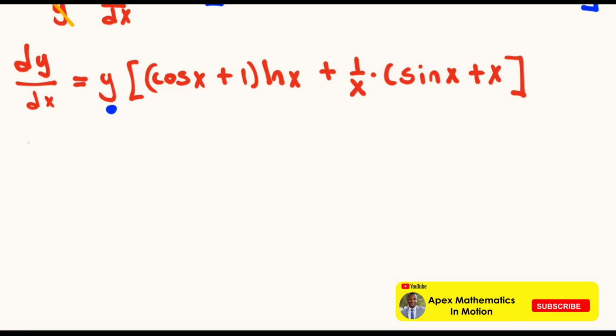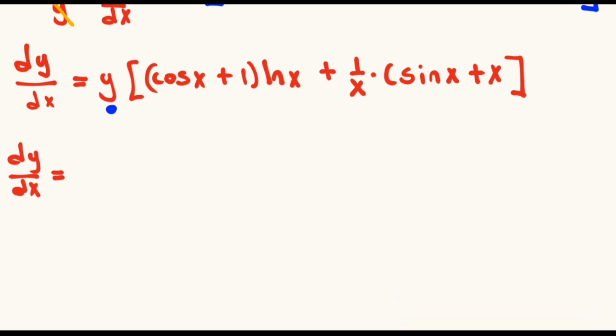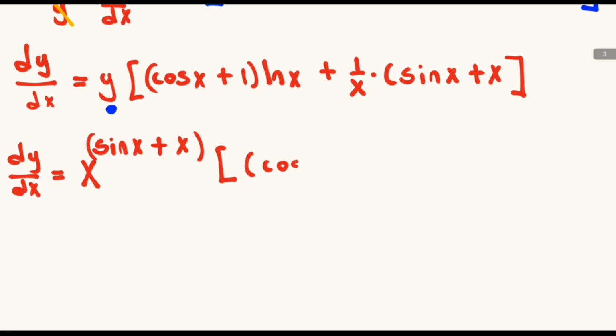So the derivative of the y with respect to x, we don't want y on the right hand side, we only want the variable x, so we are going to substitute the y with the x raised to the power sin x plus x. This will be multiplied by the cos x plus 1 multiplied by the ln x plus 1 over x multiplied by the sin x plus x.